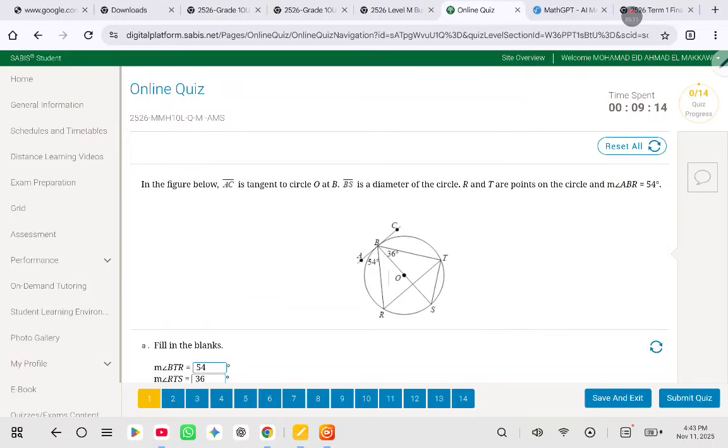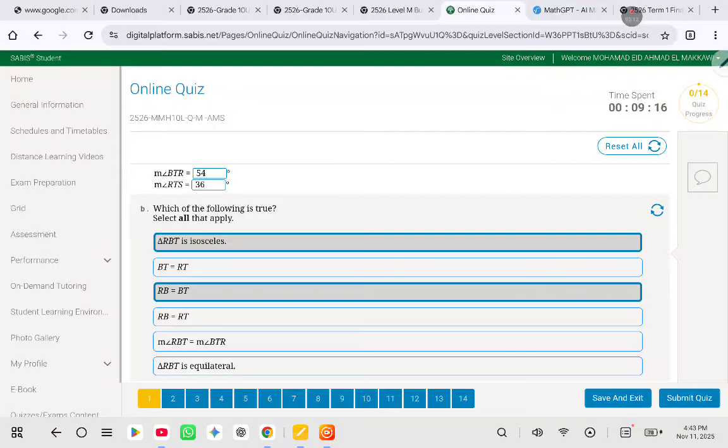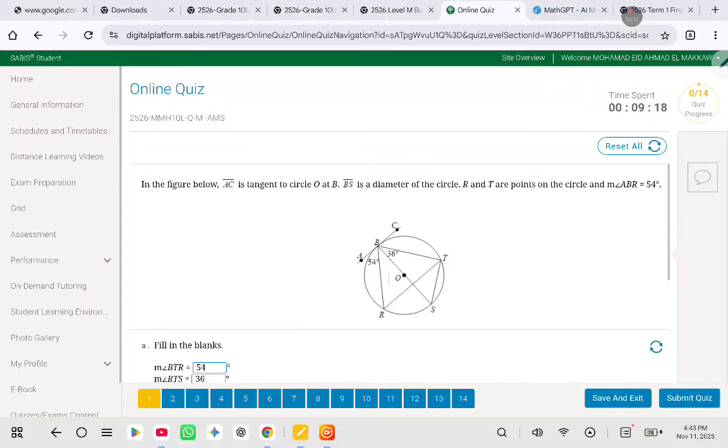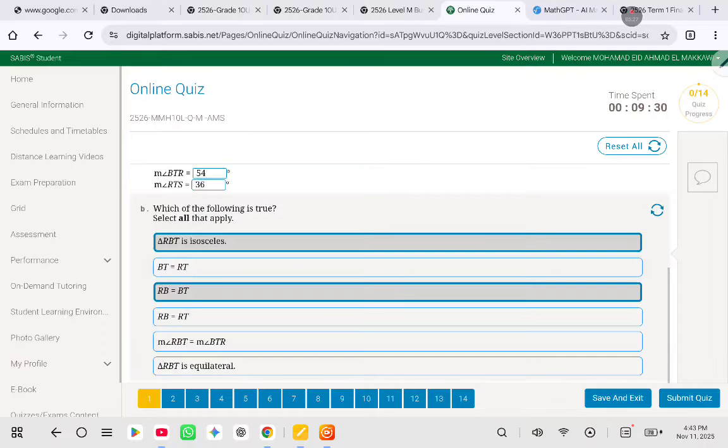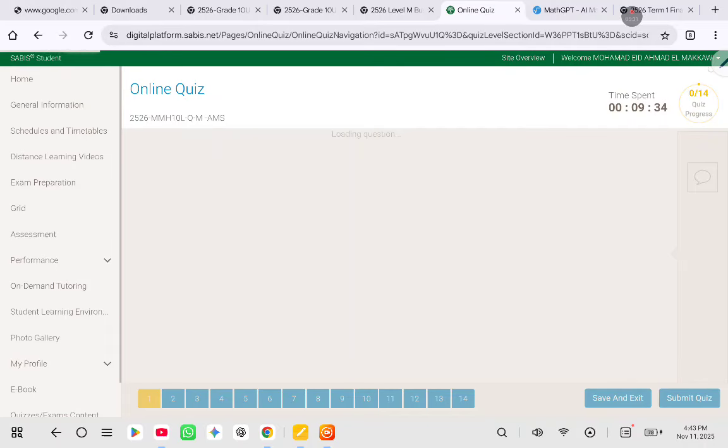RB equal to RT, no. Angle B and angle T are equal. No, angle B is 36 plus 36. We got the other 36 by doing 90 minus 54. And angle T is 54, so no, it's not equal. And RBT is equilateral, no, it's not, it's isosceles.